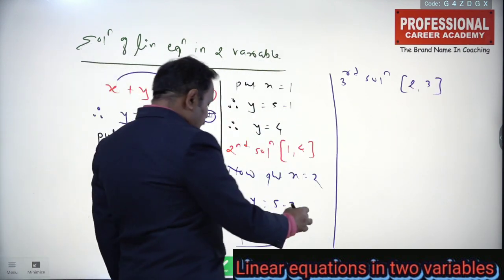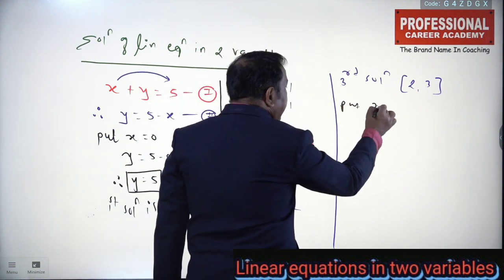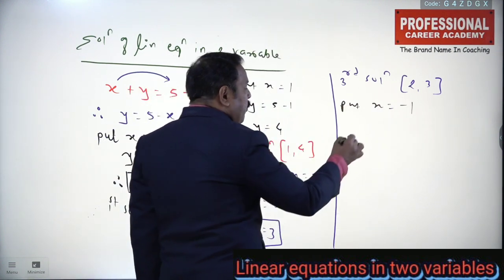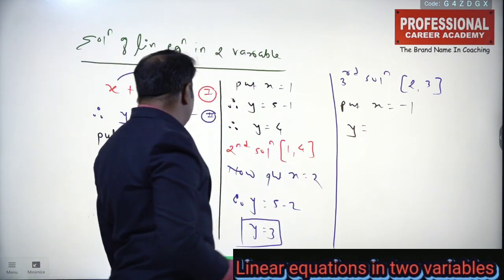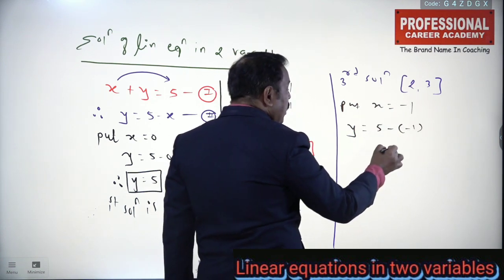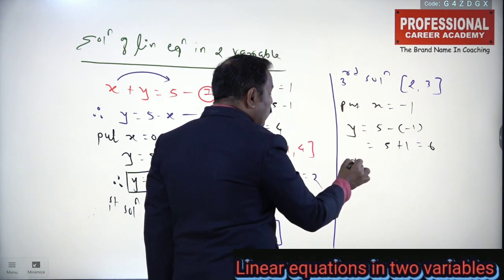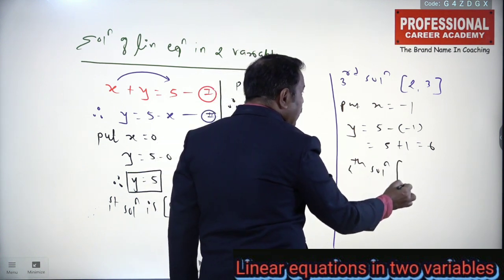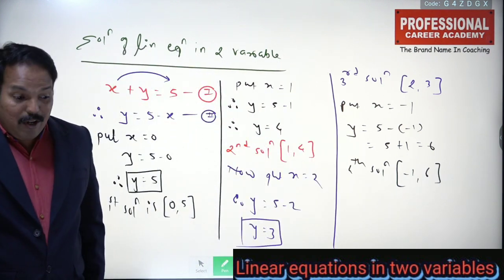Got it? Now see here, if we put x equal to minus 1. So if we put x equal to minus 1 in equation 2, it becomes y is equal to 5 minus (minus 1), so that is equal to 5 plus 1, which is 6. So what is the fourth solution? Fourth solution is minus 1, comma 6.